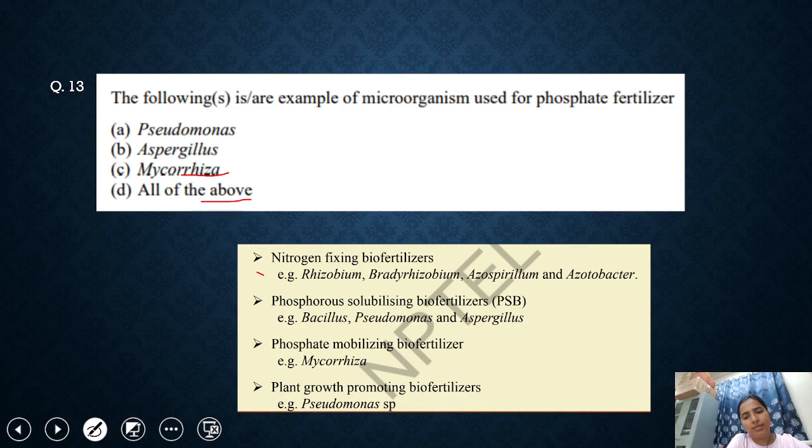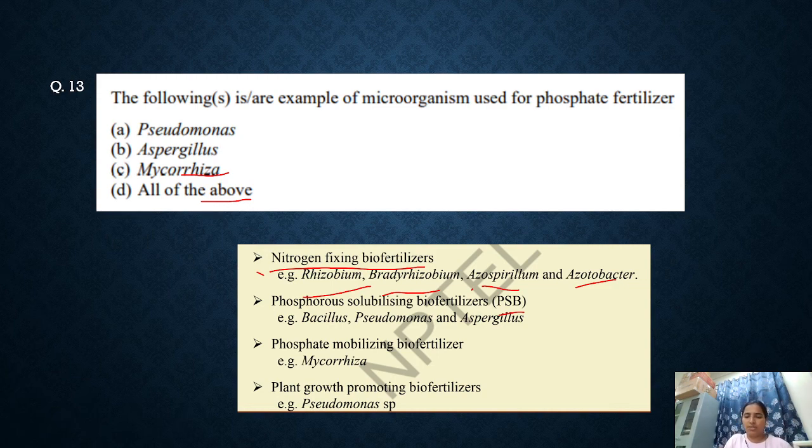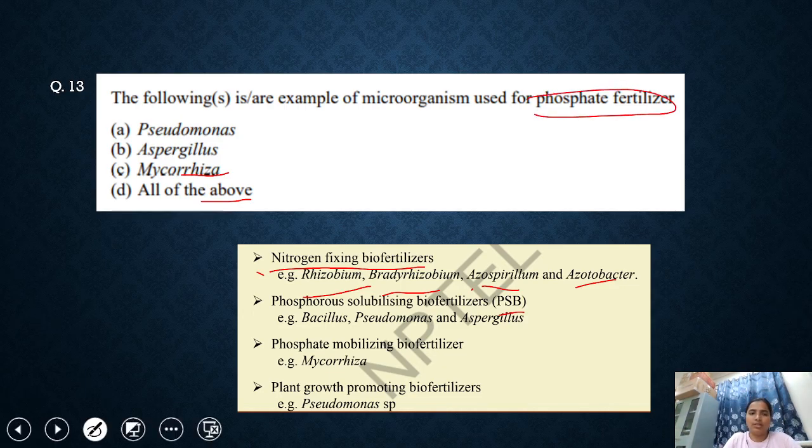in this table they have given the nitrogen fixing biofertilizers. What are the examples? Rhizobium, Bradyrhizobium, Azospirillum, Azotobacter. Then PSB, phosphorus solubilizing biofertilizers: Bacillus, Pseudomonas, and Aspergillus. Or phosphate mobilizing mycorrhiza, and the fourth one is plant growth promoting biofertilizer, which is Pseudomonas. So especially for this phosphate fertilizer, all these three microorganisms can be used. For this question, answer is D.